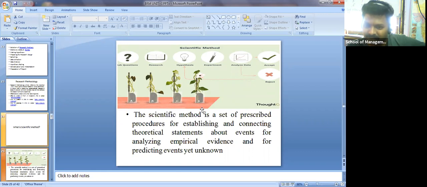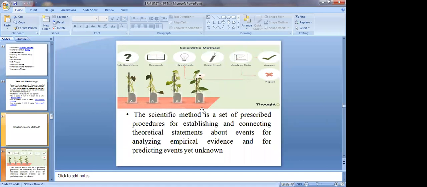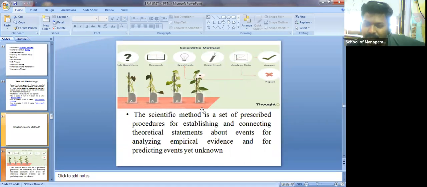So what is the scientific method? It is a set of prescribed procedures. It was already there. And I hope maybe you did the litmus paper test. How many of you know? Yes, sir, litmus paper test. And we even used some test tubes and added some chemicals in the chemistry lab.